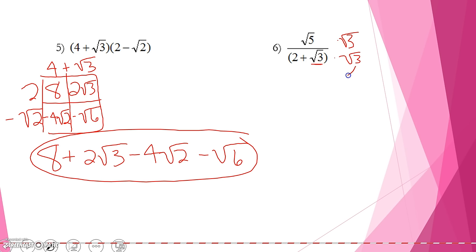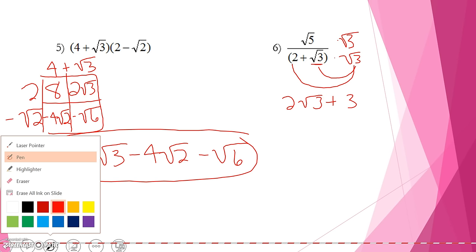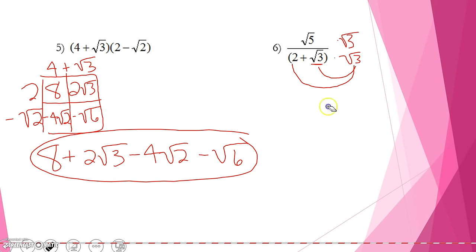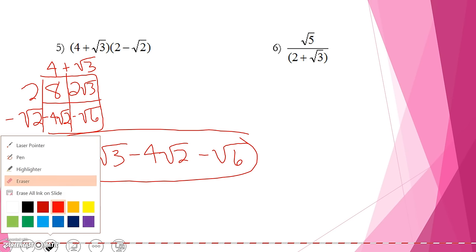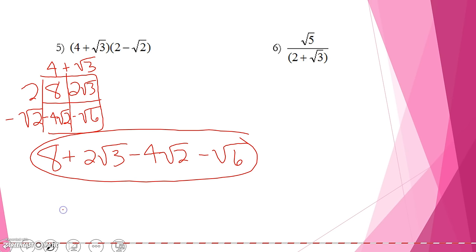The reason that can't work is because you're obligated to distribute that. And if you would distribute that, you get 2 radical 3 plus 3. And that solved nothing because I still have a radical underneath there. So what we have to do is multiply by the conjugate. The conjugate is the same thing, the same numbers, 2 and square root of 3. You just change the sign in between them. So it's now a minus instead of a plus.